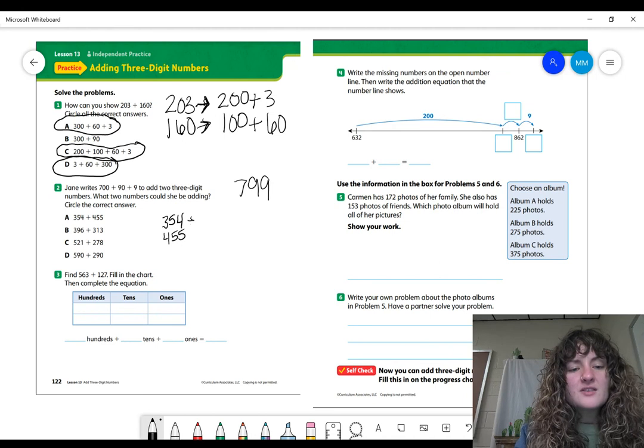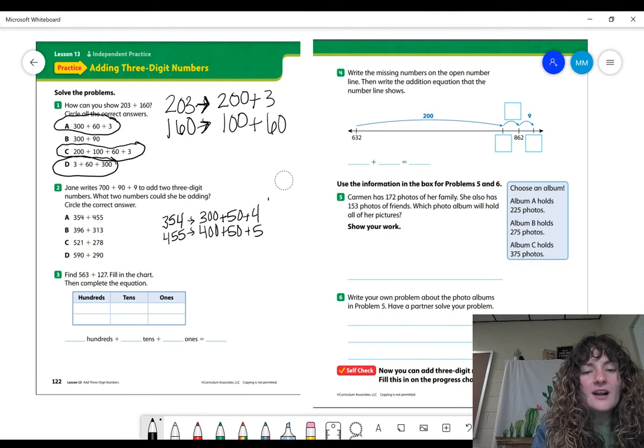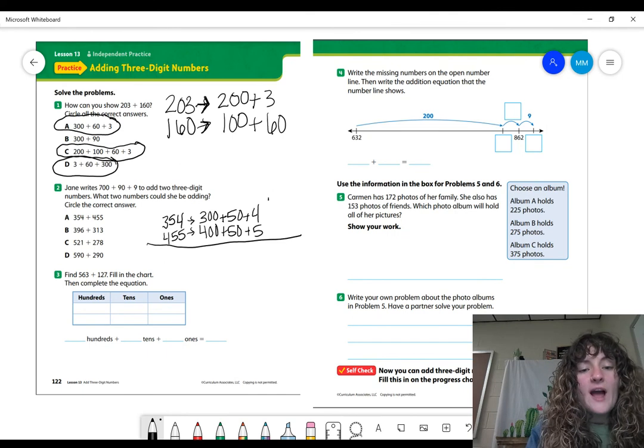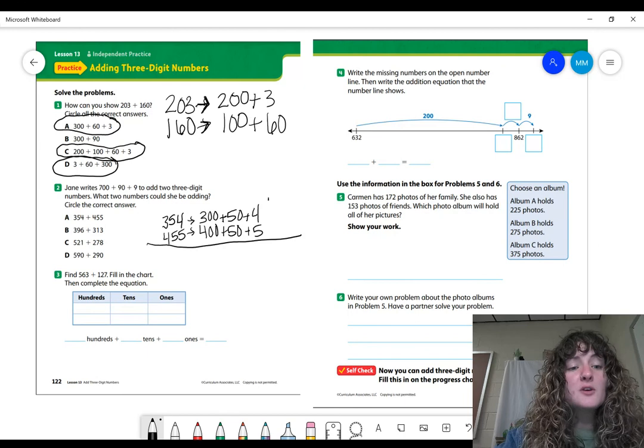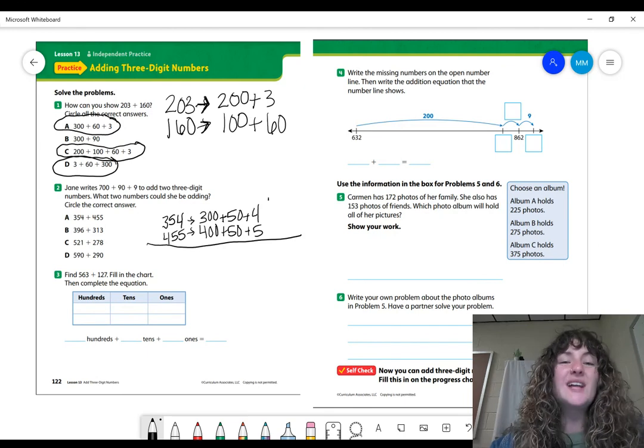So 354 would be 300, right? Because we have 3 in the hundreds place, plus 5 tens, which is the same as 50, plus 4 ones. 455, we start with our hundreds. We have 400, so 400, plus 5 tens, so 50, plus 5. All right, so let's compare what whole we are supposed to be making. We are supposed to be making a whole of 700 plus 90 plus 9.